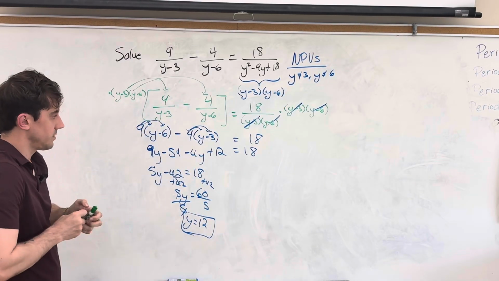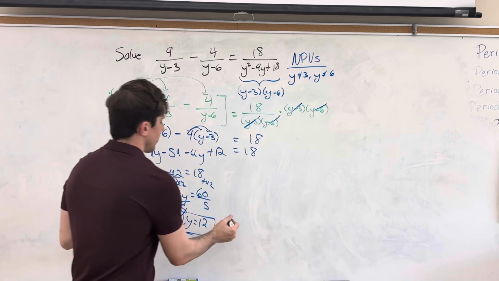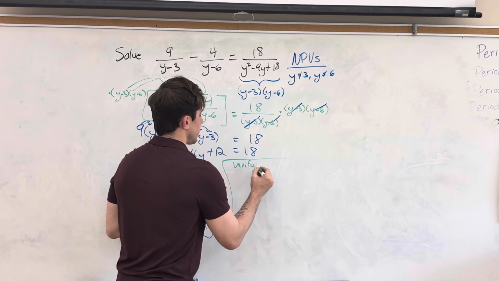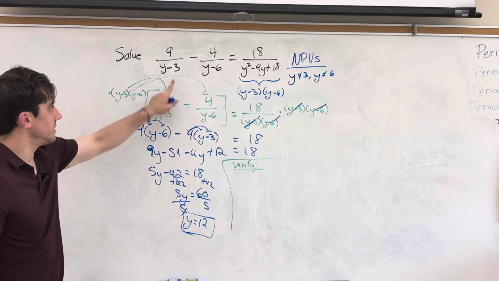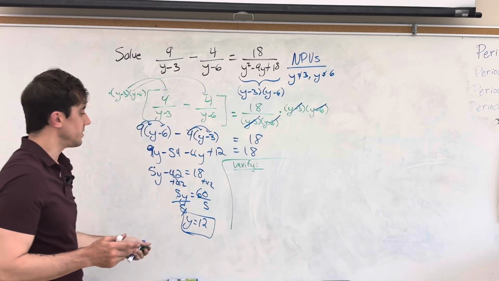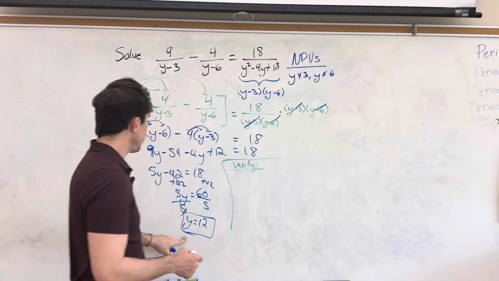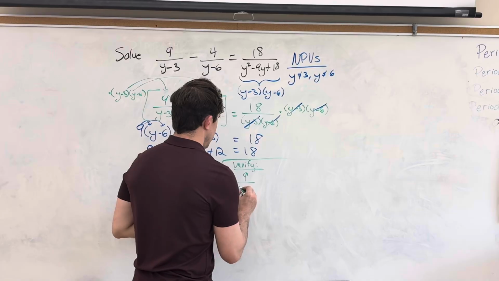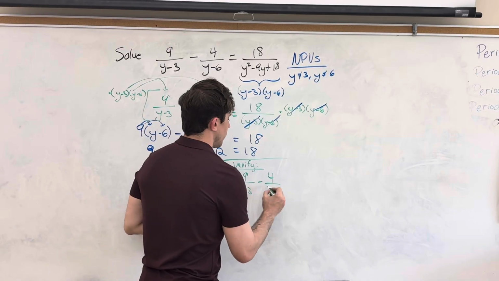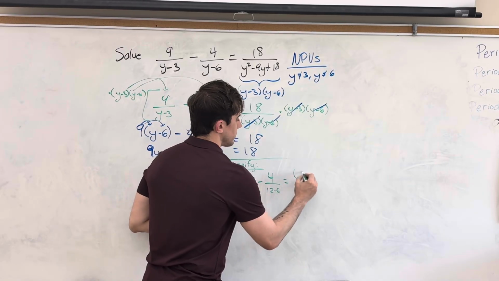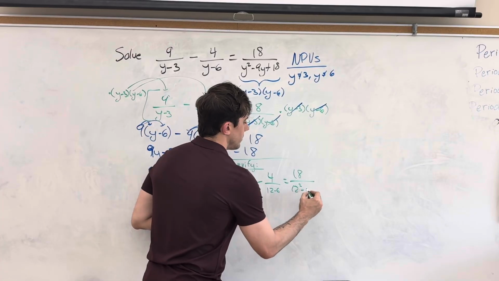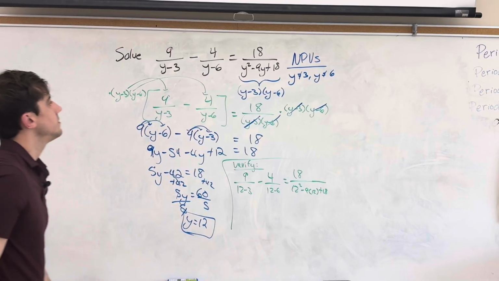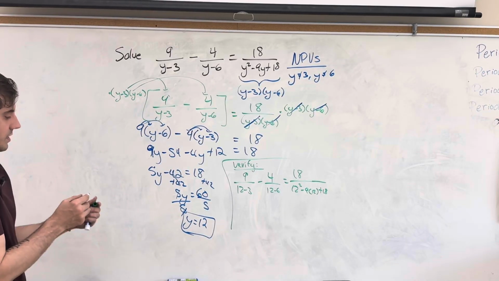We should make sure that we did this properly by verifying our solution. And we verify by simply plugging in our solution back into the equation and making sure both sides end up being equivalent to one another. So if we plug in y is equal to 12 in here, we'll have 9 over 12 minus 3 minus 4 over 12 minus 6 being equal to 18 over 12 squared minus 9 times 12 plus 18. If I remember correctly, yep, that looks okay.